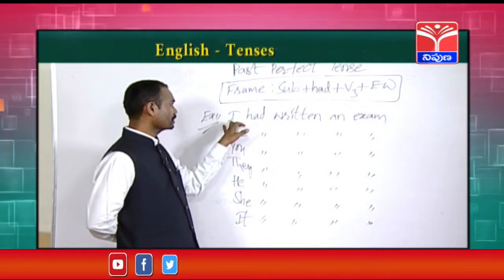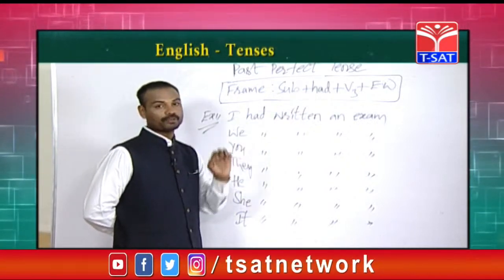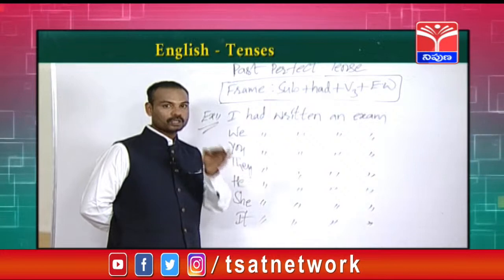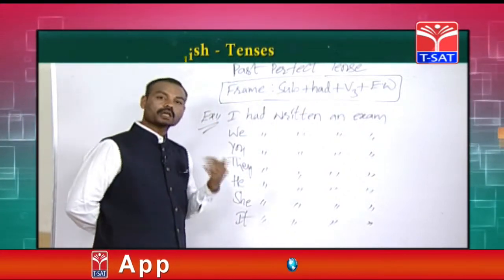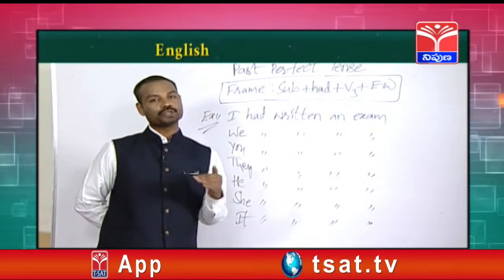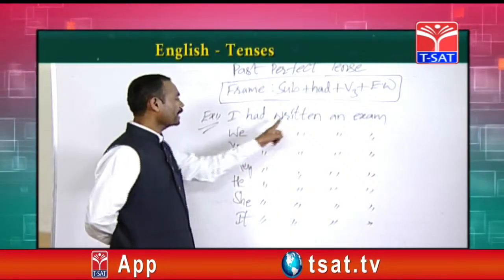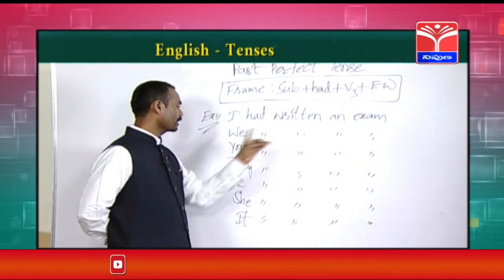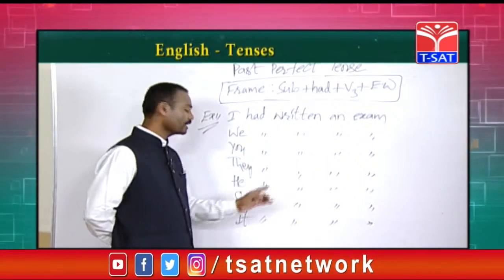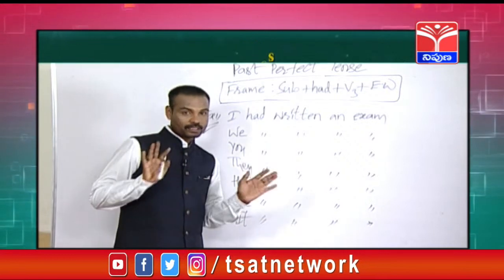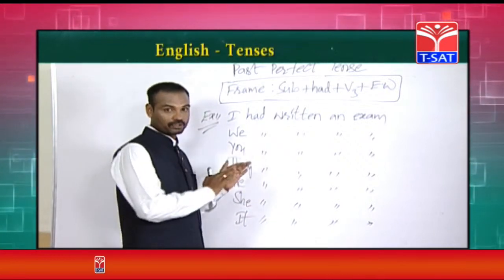First let's take one subject. Here this is called helping verb had. In past perfect tense, we should use only one helping verb, that is had. Whether it is a singular subject or plural subject, after any subject we can use had only. See, I had written an exam, we had written an exam, you had written an exam, they had written an exam, he had written an exam, she had written an exam. Did you understand very clearly or not about past perfect tense?